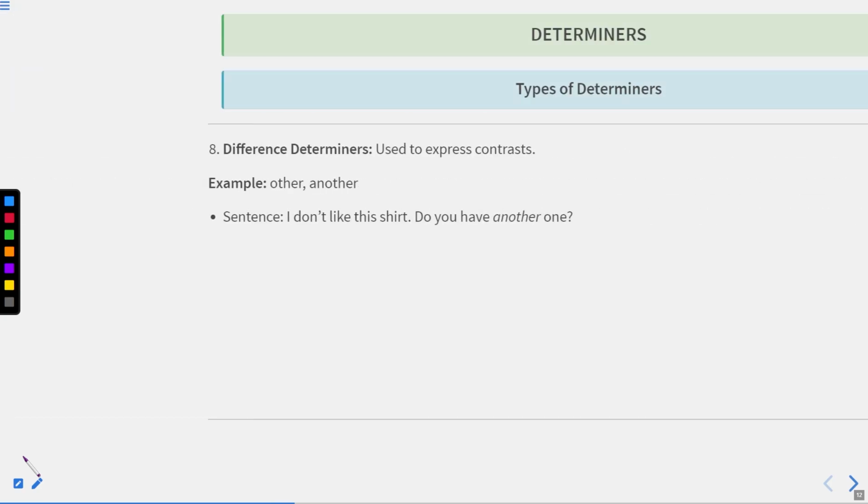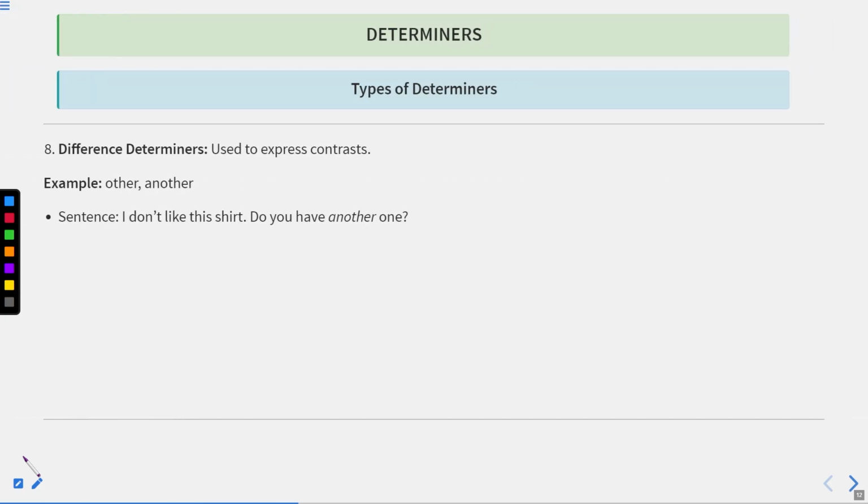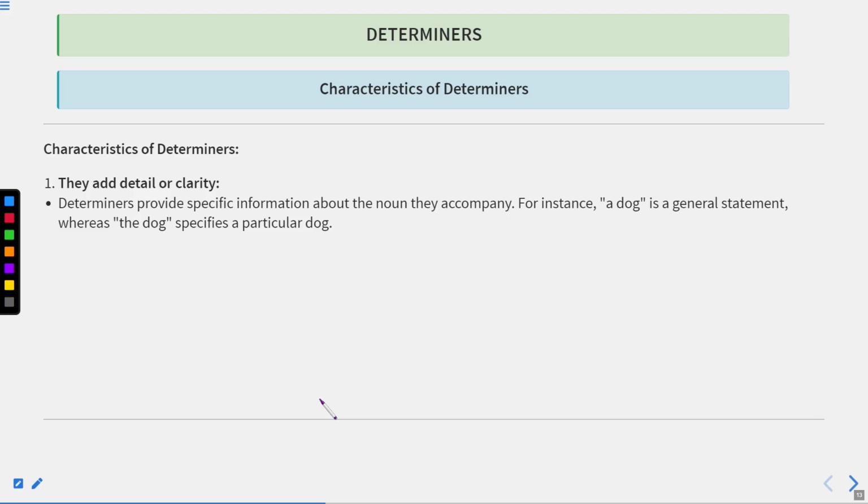Okay, now let us move to the next one. Difference determiners are used to express contrast, meaning when something is in contrast with each other. For example, other and another. I don't like this shirt. Do you have another one? Or do you have another t-shirt? So this another is qualifying the noun over there. Therefore, this another is a determiner. So this is a difference determiner when we talk about contrast or something other, which shows the difference between the two.